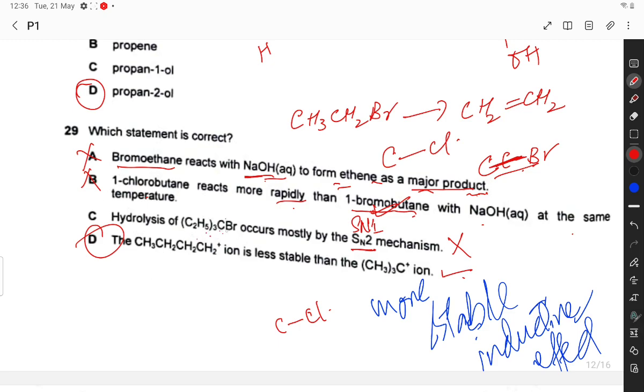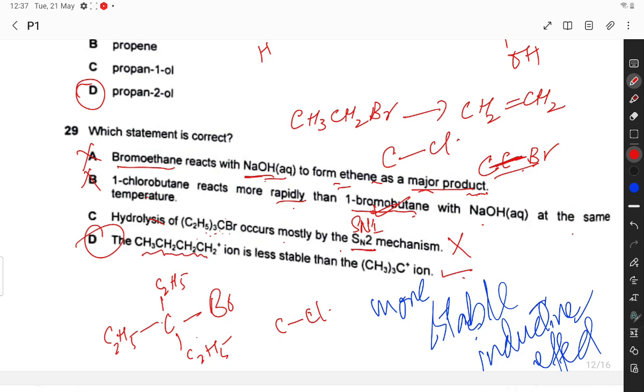Hydrolysis of C2H5Br, this is a tertiary haloalkane, so it occurs mostly by the SN2 mechanism. A tertiary haloalkane forms a more stable carbocation than secondary and then primary. So that's why it exhibits an SN1 reaction, not SN2, and takes place in 2 steps. So that's why it is also incorrect.